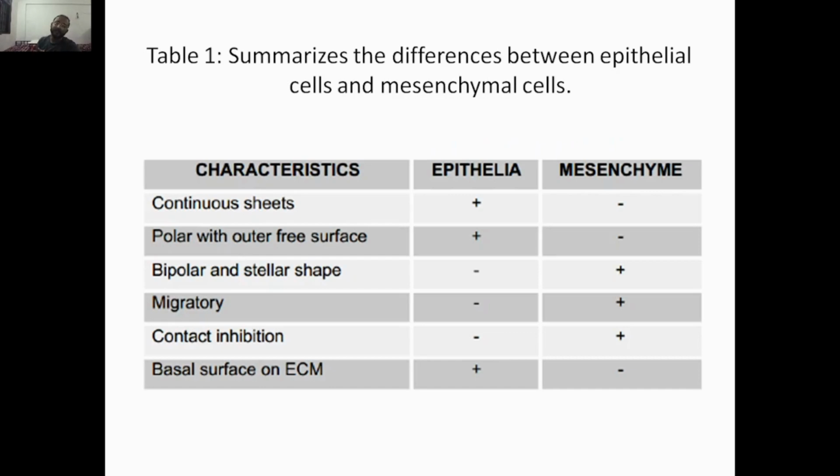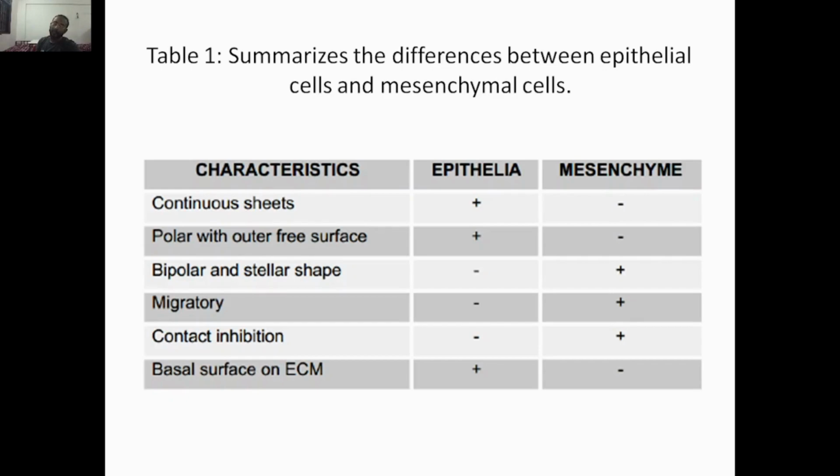This table summarizes the difference between the epithelial cells and the mesenchymal cells. Here you can see the characteristics on the left side with respect to the two different cell types, epithelia and mesenchyma. The first thing is continuous sheets, which are present in epithelial cells but not in mesenchymal cells, whereas polar with outer free surface is present in epithelia but not in mesenchyme. Next we have the bipolar and stellar shape, which is present in mesenchymal cells because they are bipolar in nature, whereas epithelia is not.